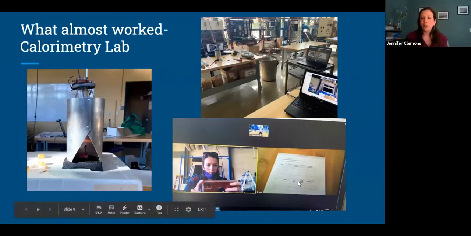And here they're trying to compare the energy density that we calculated with this calorimeter versus what's actually on the nutrition facts and what's the percent error. So there are a lot of things that they needed to do here. So like I said, this almost worked. And again, if I were to do this again, it probably would work.